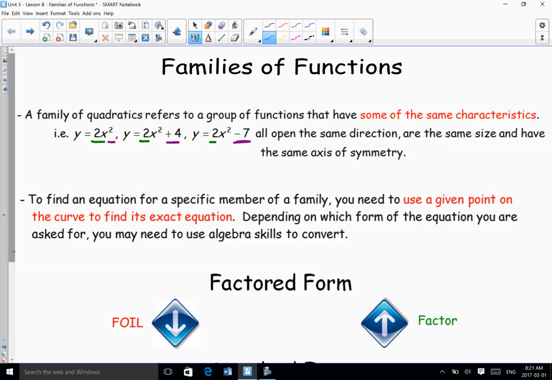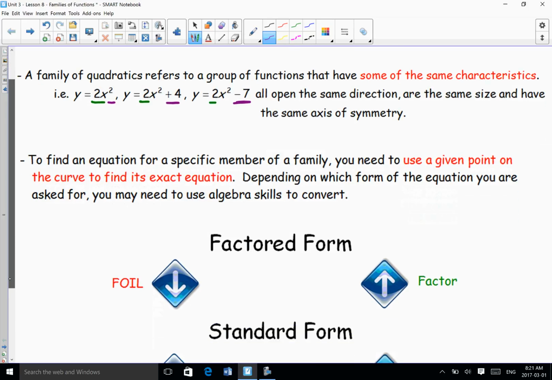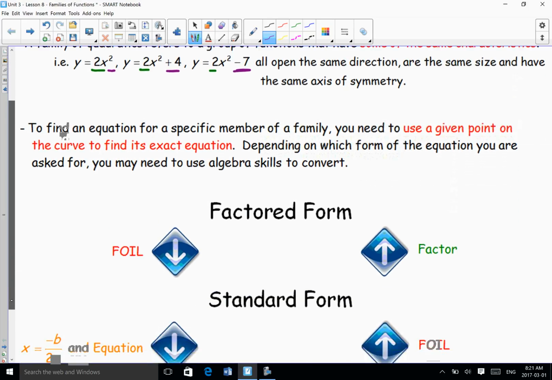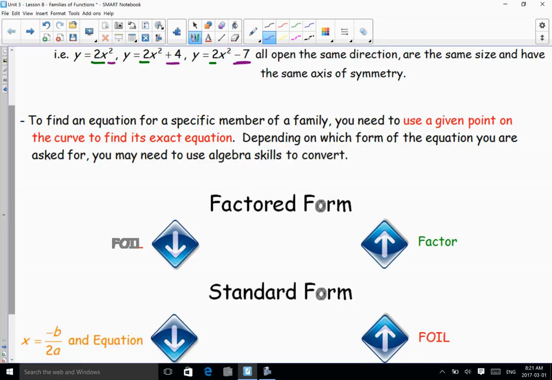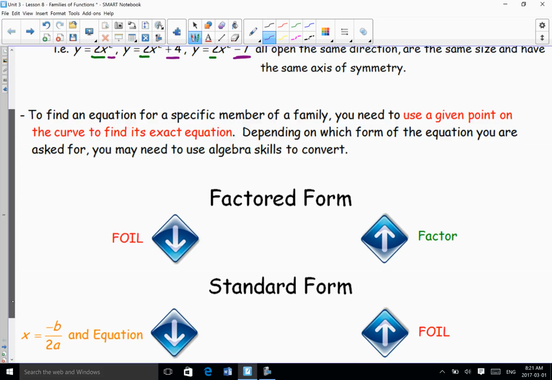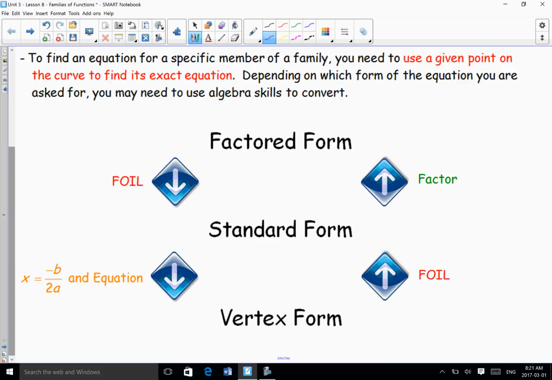So to find a specific member of a family, we need to know a point on the equation. We're also going to be given some other information at times. For example, zeros, the vertex, axis of symmetry, things like that. If we know a point and some other information, we can always figure out the exact equation we want. The question is, what form do we need?